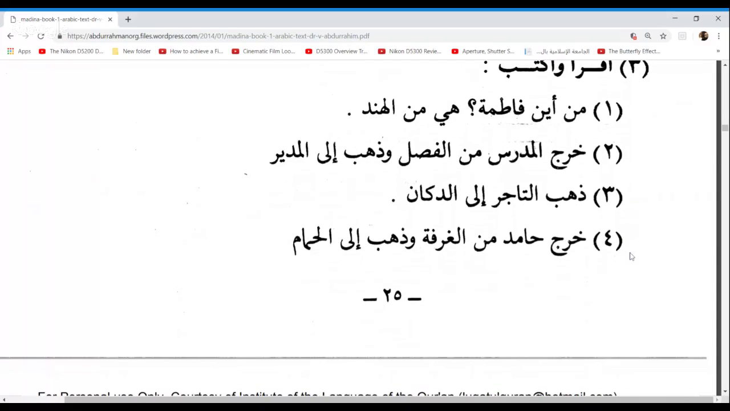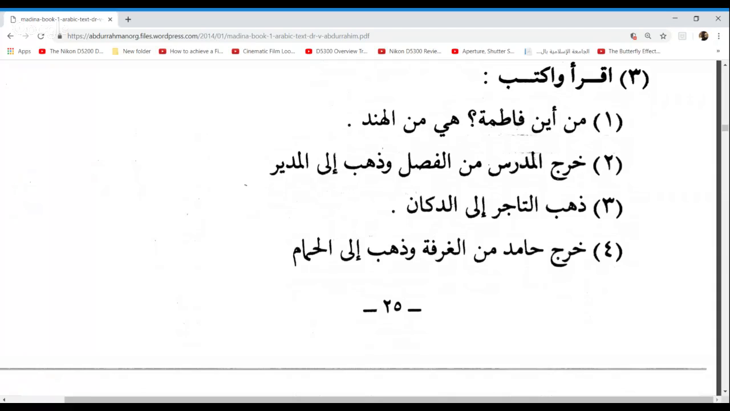خرج حميد من الغرفة وذهب إلى الحمام. Hamid exited from the room and went to the toilet. Very good. خرج حامد من الغرفة وذهب إلى الحمام. Hold on. Okay.